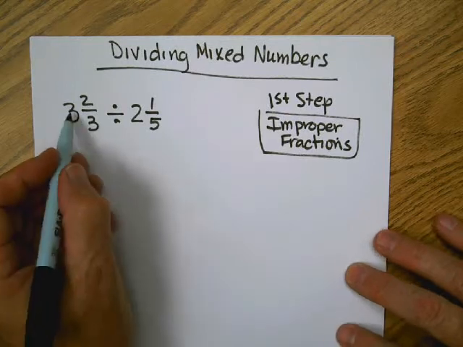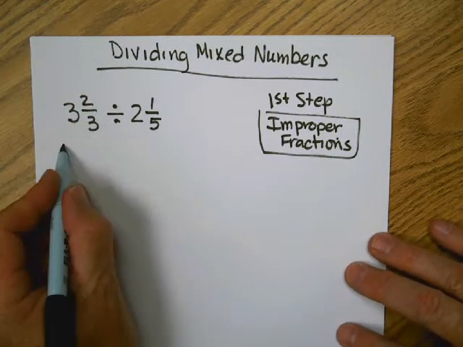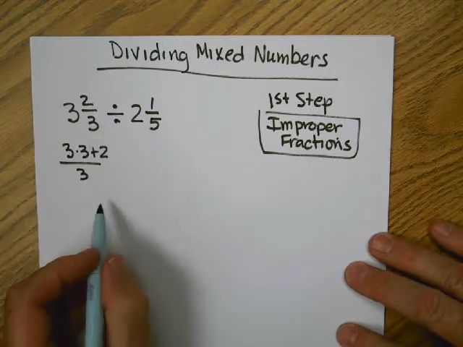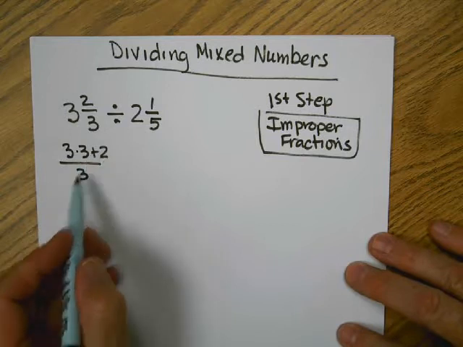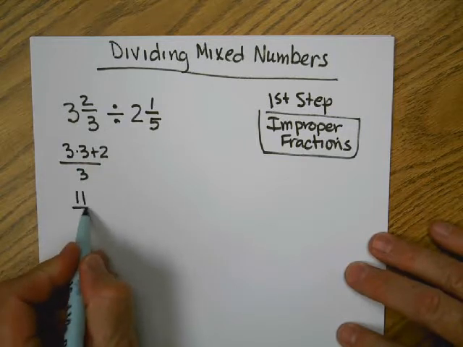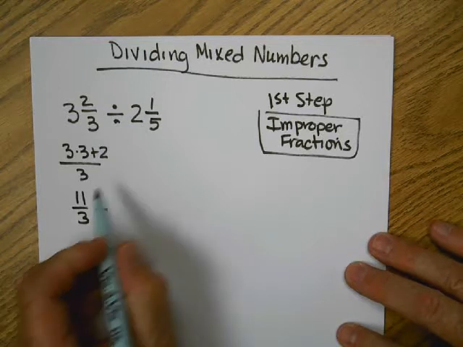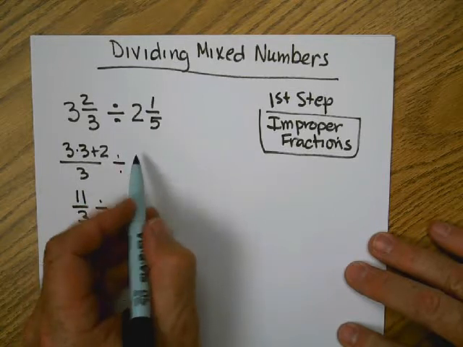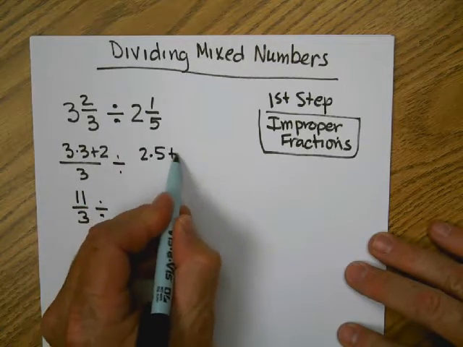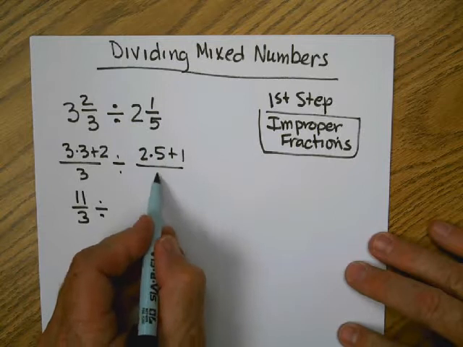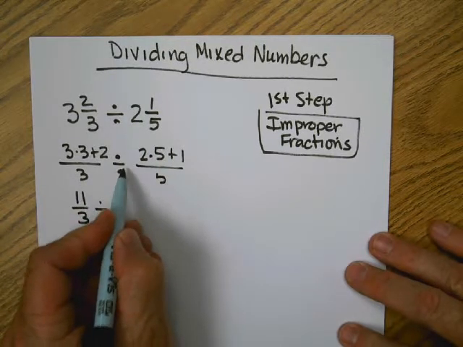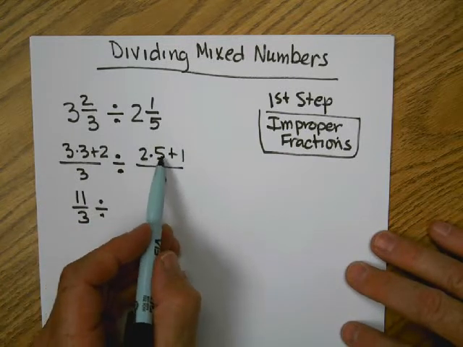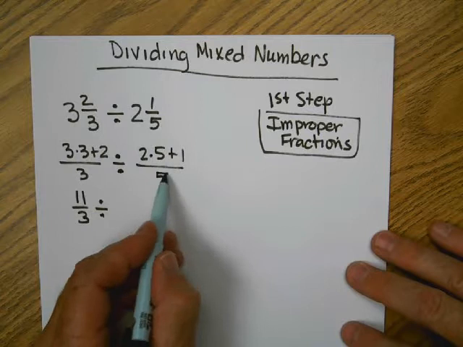So our first step is make them improper. To do that, we do 3 times 3 plus 2 over the original denominator 3. This gives us 9 plus 2, or 11 over 3 for our first fraction. Our second fraction, 2 times 5 plus 1 over our original denominator for the second fraction, 5. Our divide symbol stays in the middle. Now, 2 times 5 is 10 plus 1 is 11 over 5.